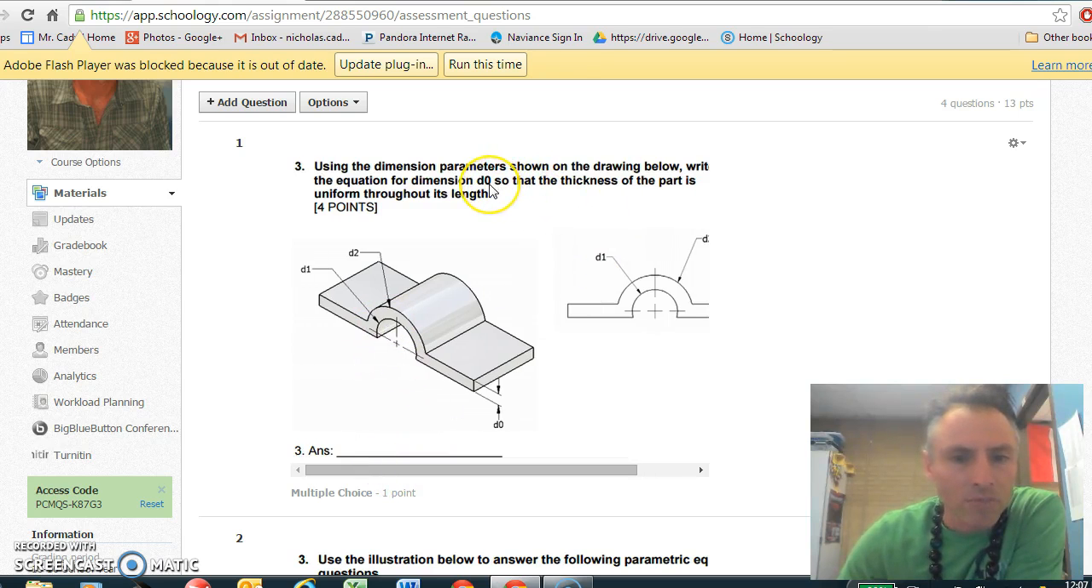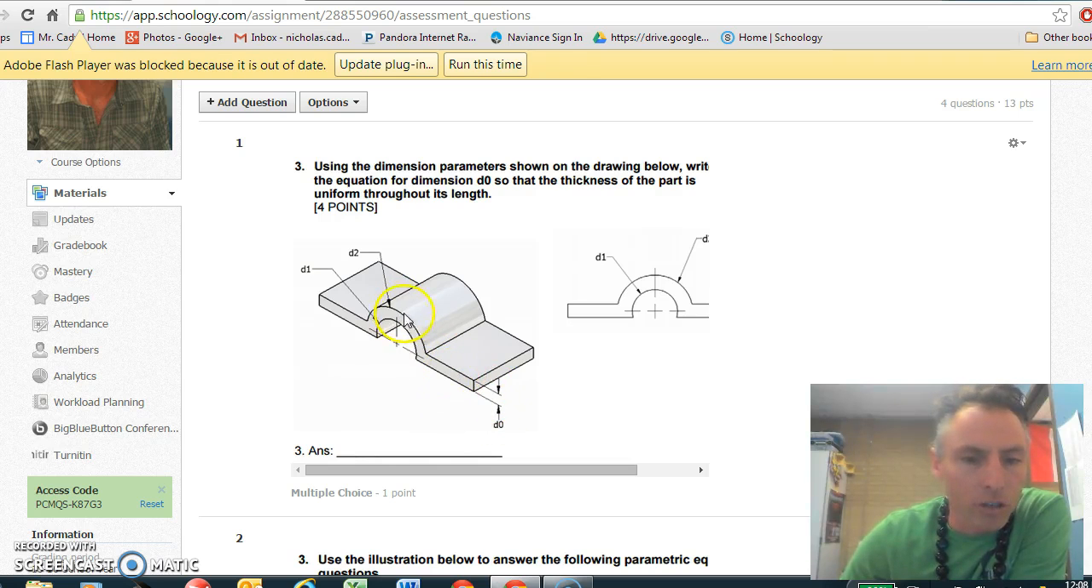the thickness of D0 is uniform throughout the entire length. What that means is the thickness that it is right here is the same thickness all the way through this arc and back across over here. So your answer would say D0 equals the difference of these two dimensions here. So these are both radii. And so we'd say D0 equals D2 minus D1. It's pretty simple. That would be the answer for the first one.